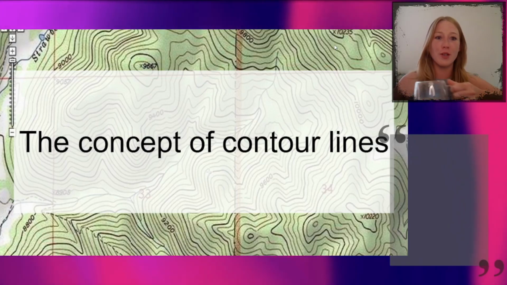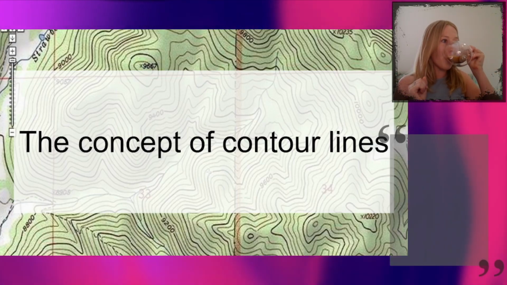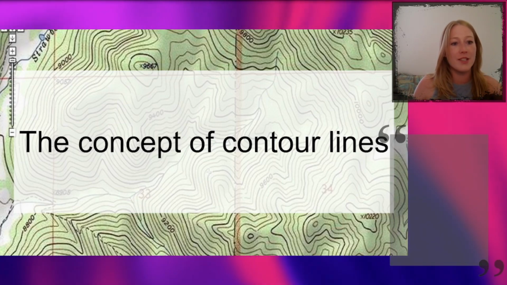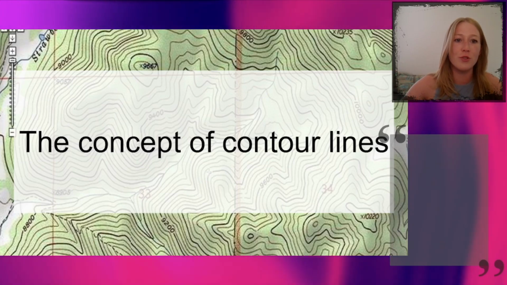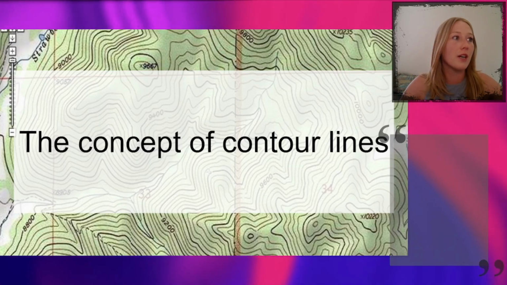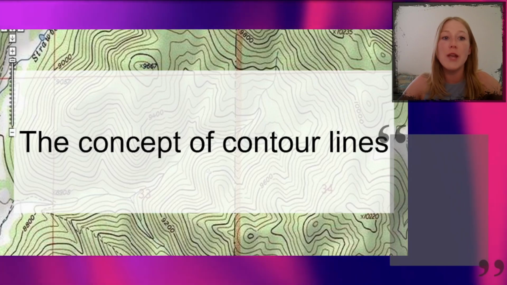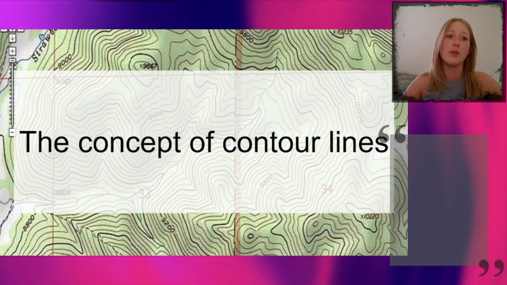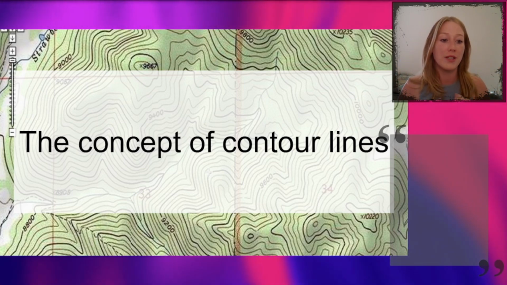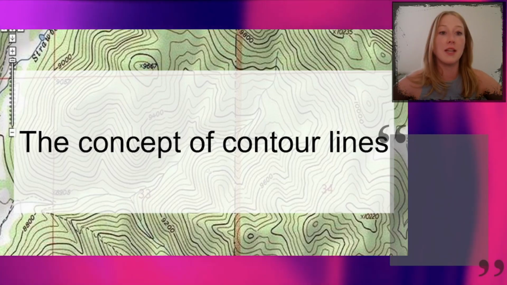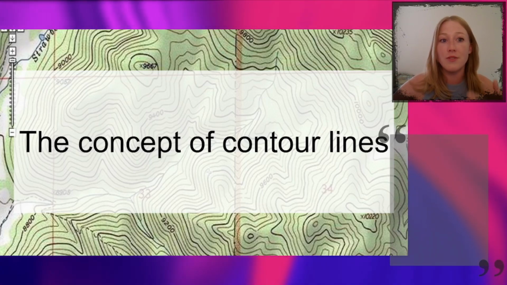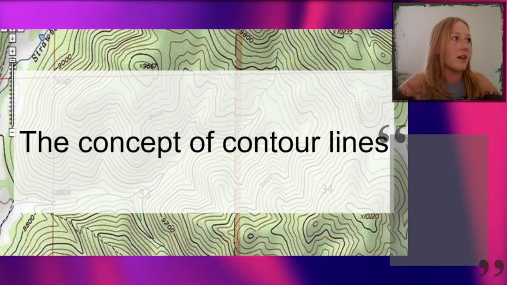So the concept of contour lines. Hopefully at this point you already have a general idea of what contour lines are supposed to do. Contour lines show us the elevation of the landscape, but also the shape of the landscape. It shows us where the hills are, where the mountains are, how steep something is. We can get to gradient another time. We can also recognize different types of features. Let's just go into it.